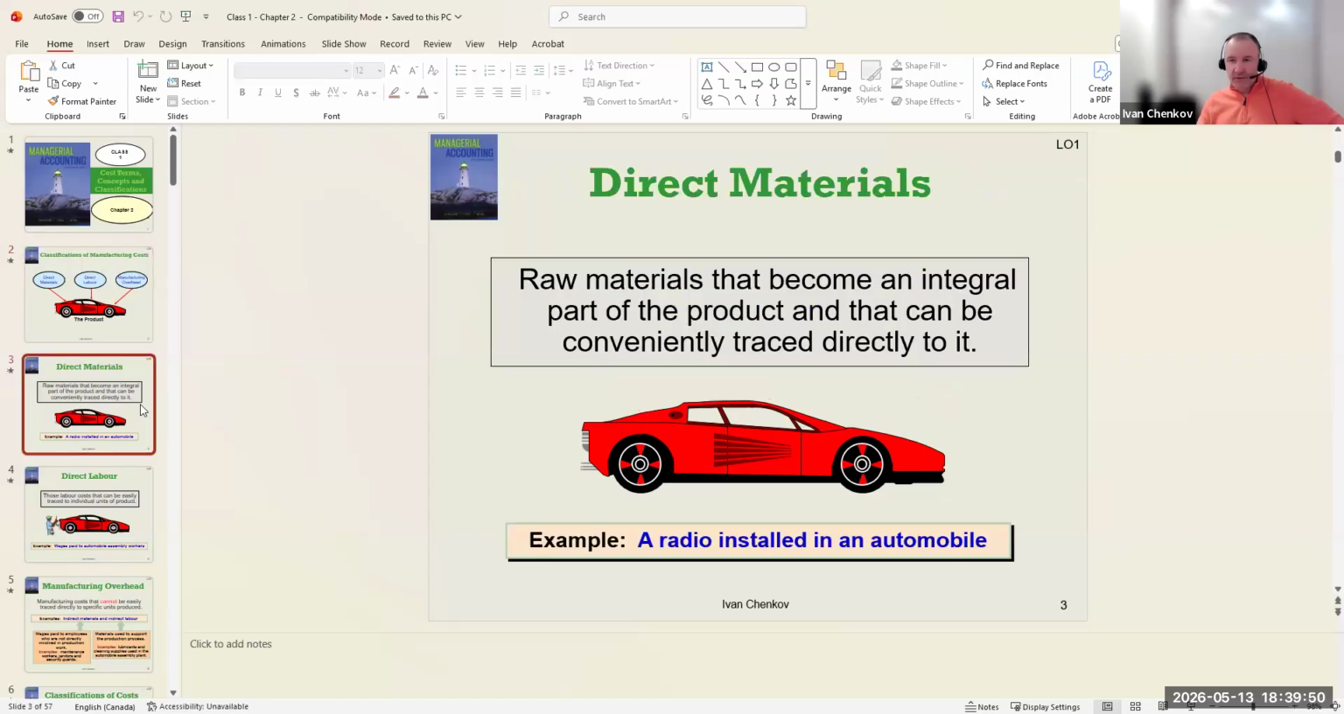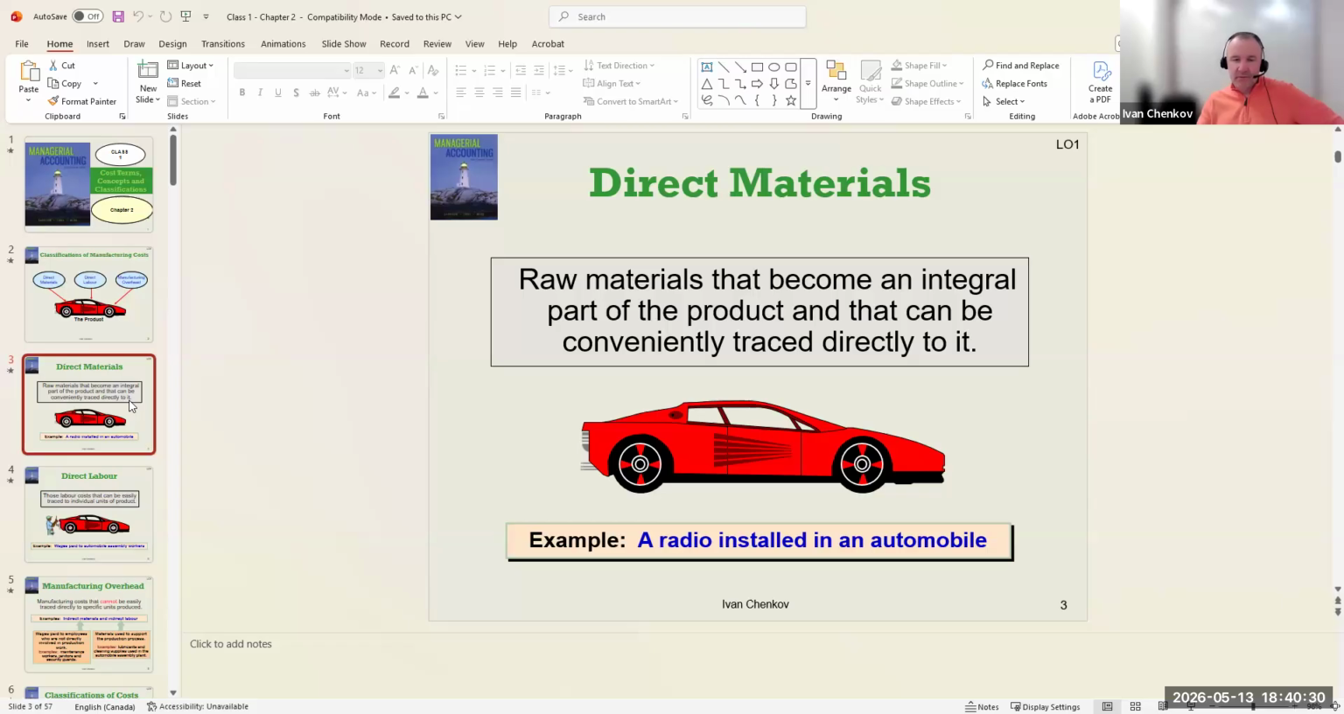Direct material. Where is direct material going to come from? Direct material represents any raw material that we previously purchased, which we want to convert into the product. Now, there will be raw material that we can still convert to the product, but it won't be treated as direct material. So which raw material is going to be treated as a part of the direct material? That will be only the raw material that we can easily trace directly to the product, and that becomes an integral part of that product.